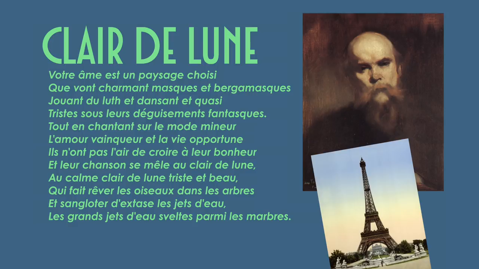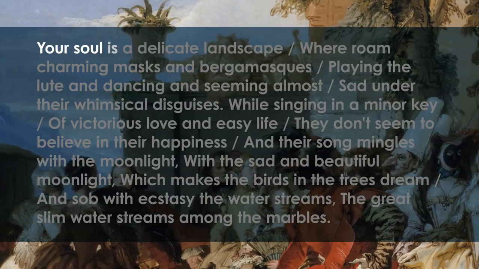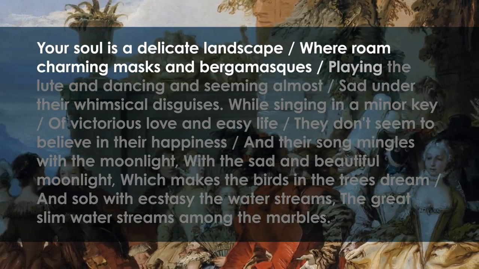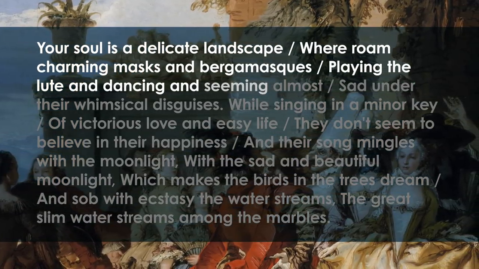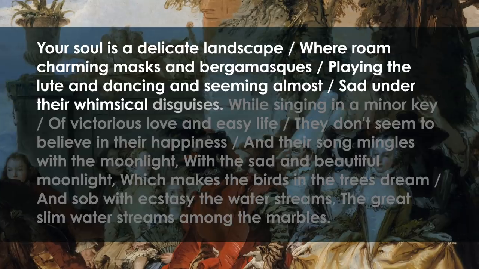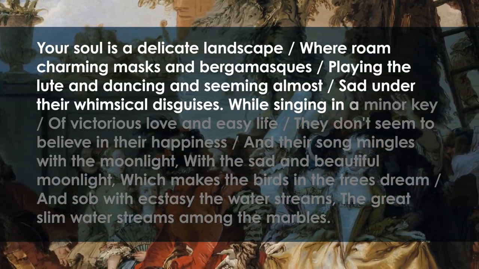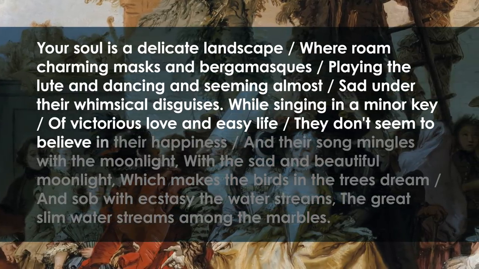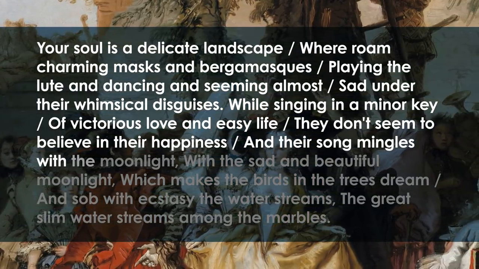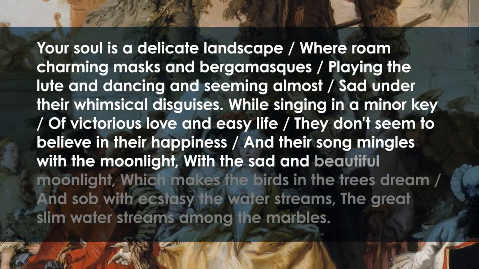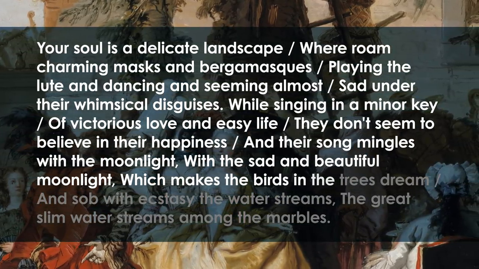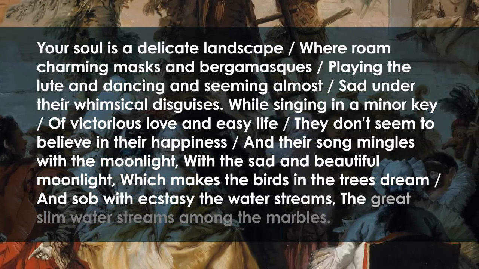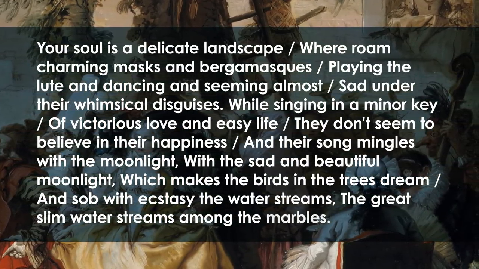The English translation goes like this: Your soul is a delicate landscape where roam charming masks and bergamasques, playing the lute and dancing and seeming almost sad under their whimsical disguises. While singing in a minor key of victorious love and easy life, they don't seem to believe in their happiness, and their song mingles with the moonlight. With the sad and beautiful moonlight, which makes the birds and the trees dream and sob with ecstasy, the water streams, the great slim water streams among the marbles.